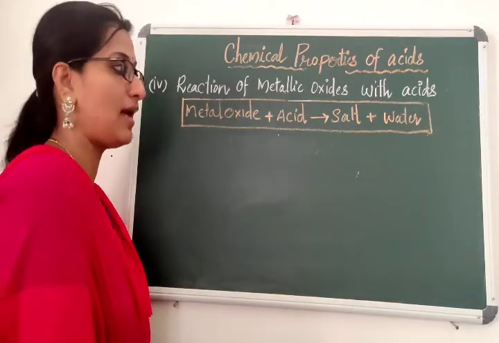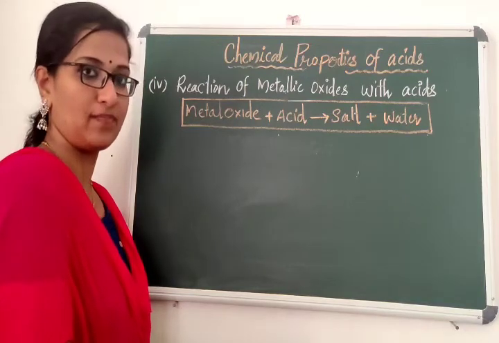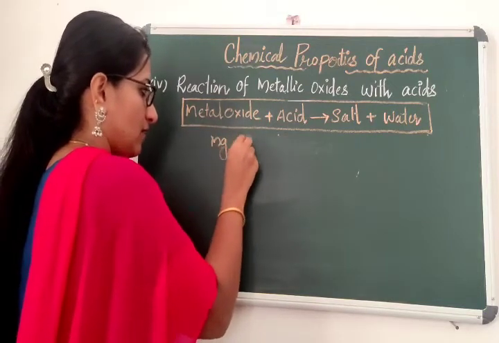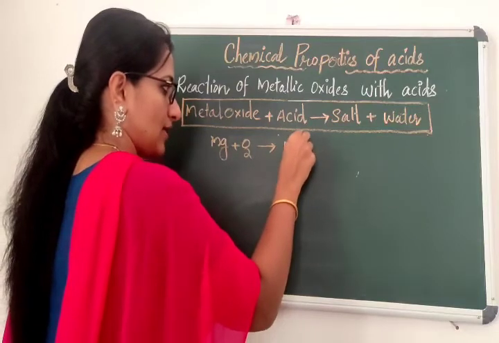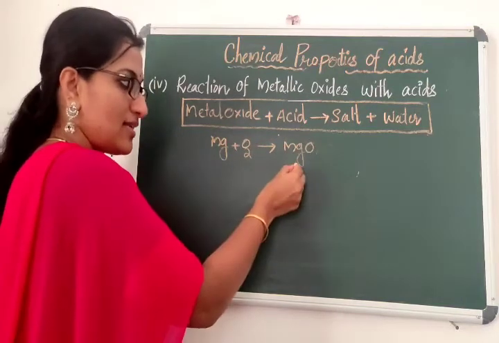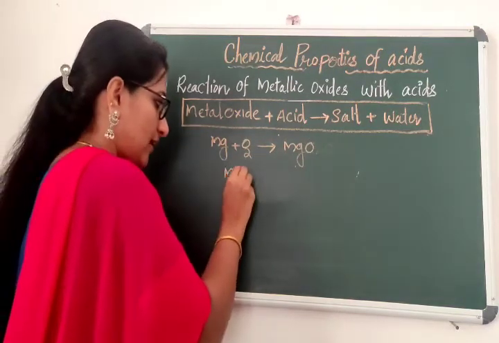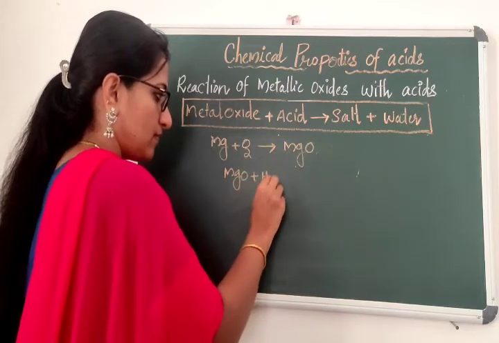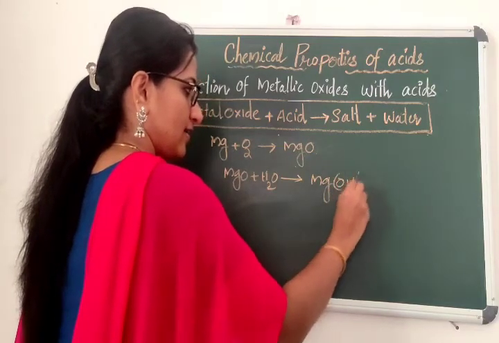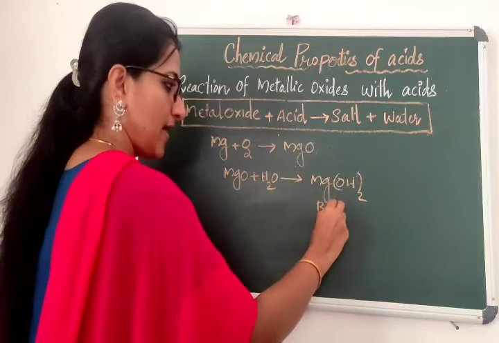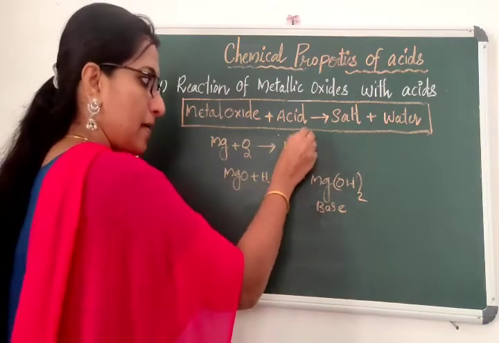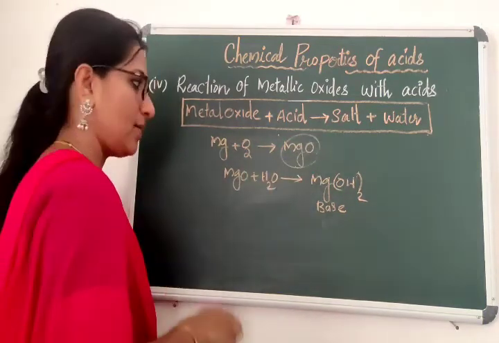So what is the nature of metallic oxide? Is it acidic or basic? In lower classes you learned that if you burn magnesium in the presence of oxygen, you will get magnesium oxide ash. A white colored magnesium oxide ash is produced. So is it acidic or basic? Take the magnesium oxide and add it to water. At that time you will get magnesium hydroxide. Magnesium hydroxide is a base. So generally you can say that all metal oxides are basic in nature.